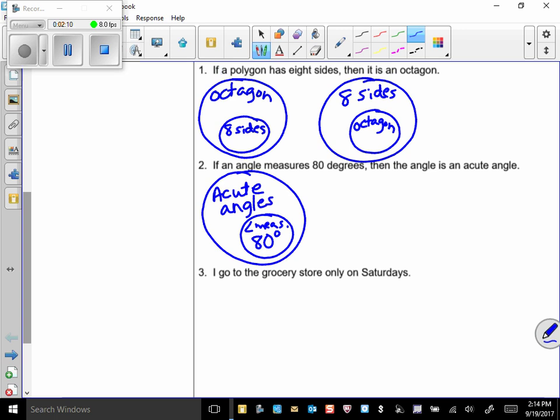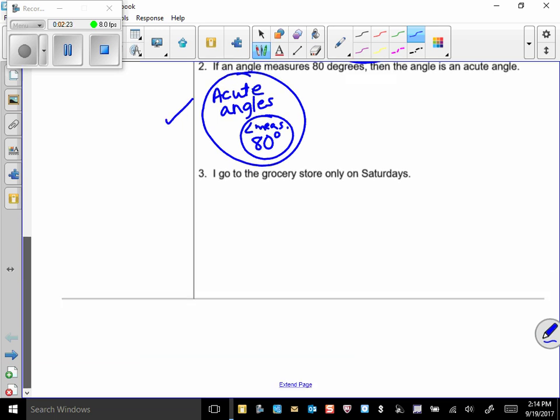So let's think about it. Could we do it the other way? If an angle is an acute angle, then its measure is 80 degrees. Nope, of course not. The converse is not true in that case. So that is the only way that we could draw that Venn diagram. All right, how about this one?